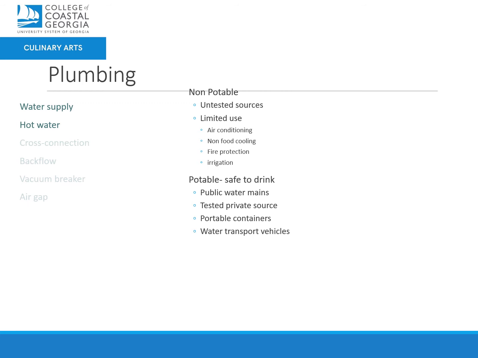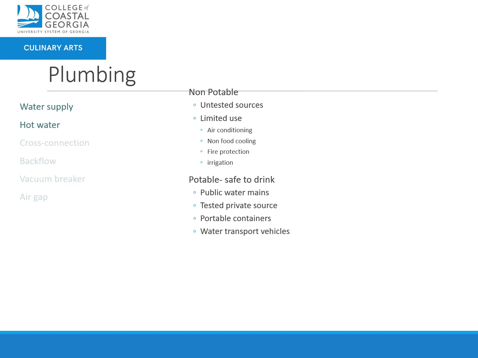Now you can also use non-potable water, like from a source that's not approved. So if you have your own well that hasn't been inspected, it's limited in what you can use it for. So you can use it for cooling, but not for cooling food. So like for air conditioning, you could use non-potable water. You can use it in your fire suppression system. You can use it for irrigation if you're growing either decorative or food plants.